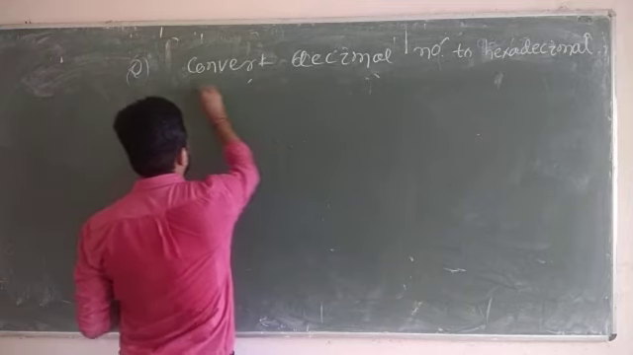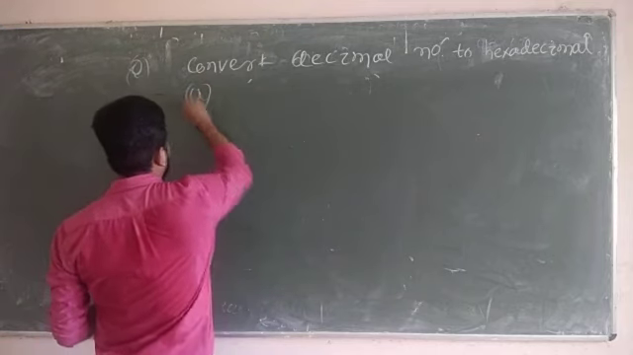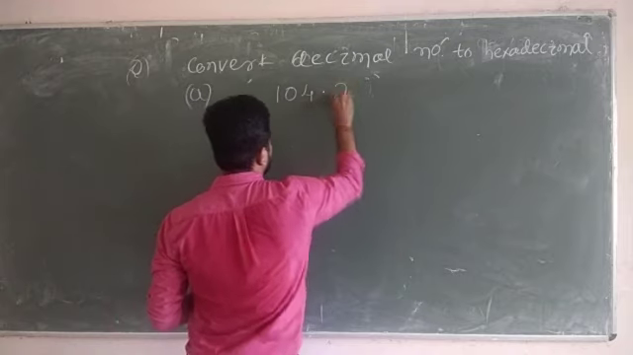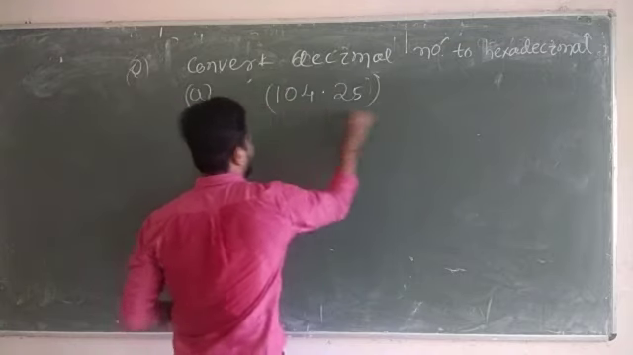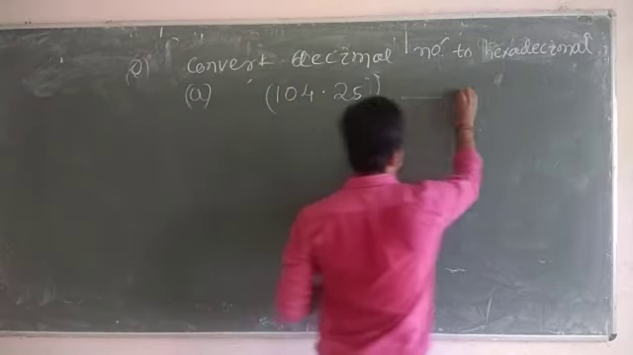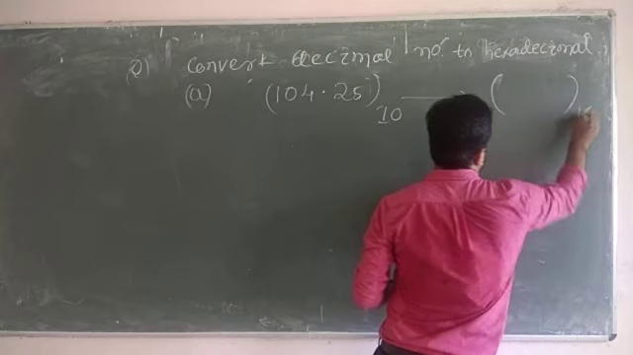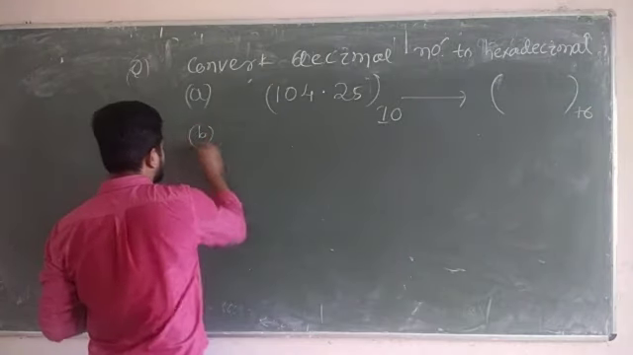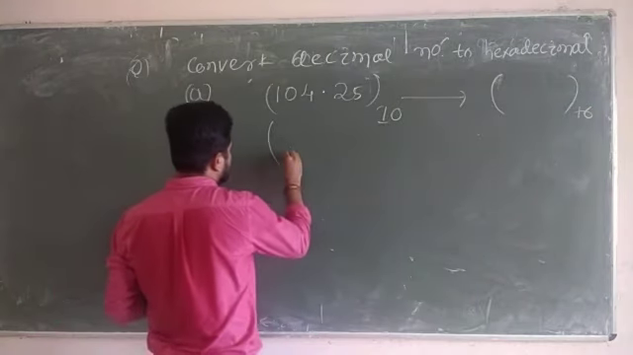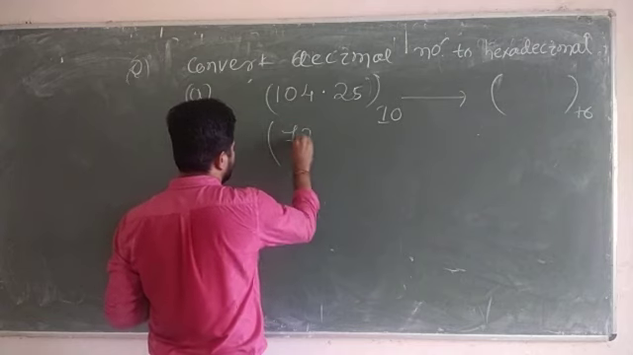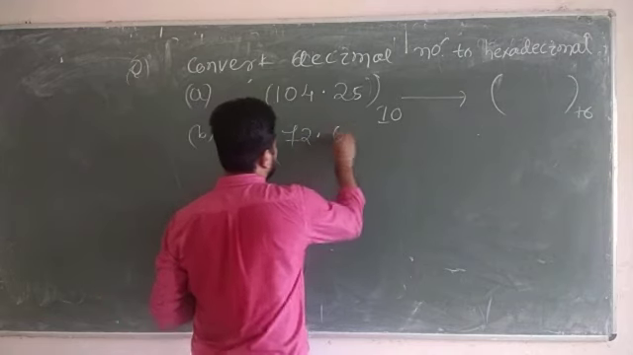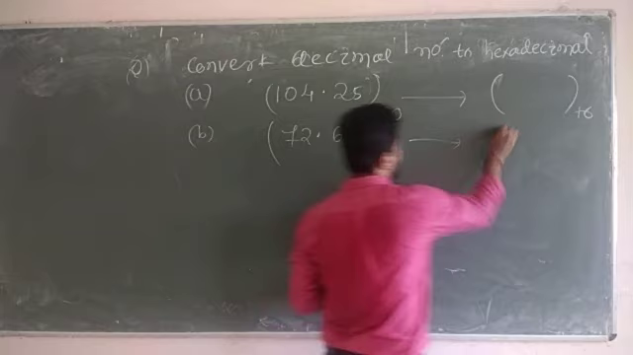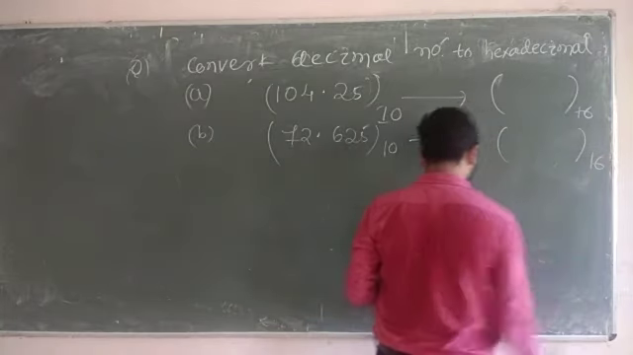So need to solve one homework question, that is 104.25, and we want to convert it into hexadecimal number system. And then the second one is 72 point, and try to convert it into hexadecimal.